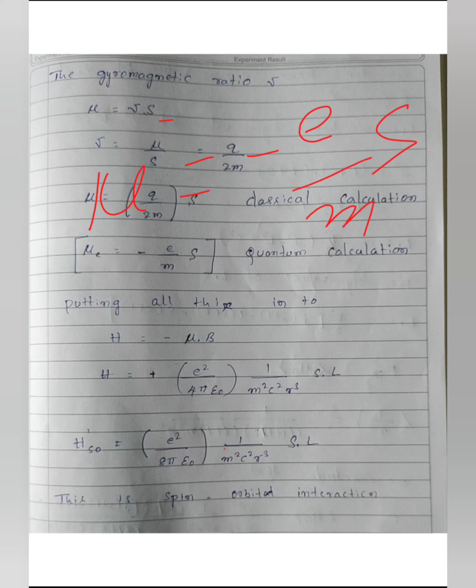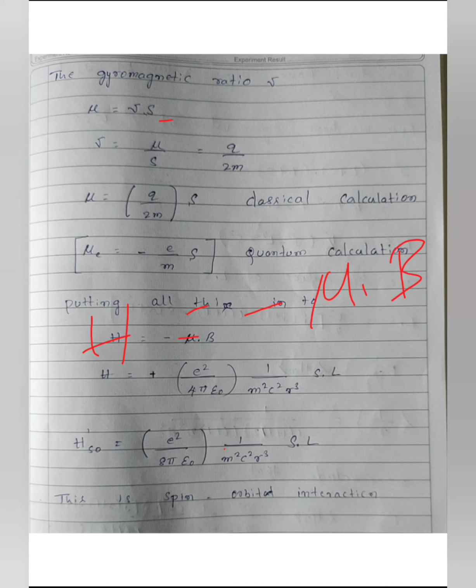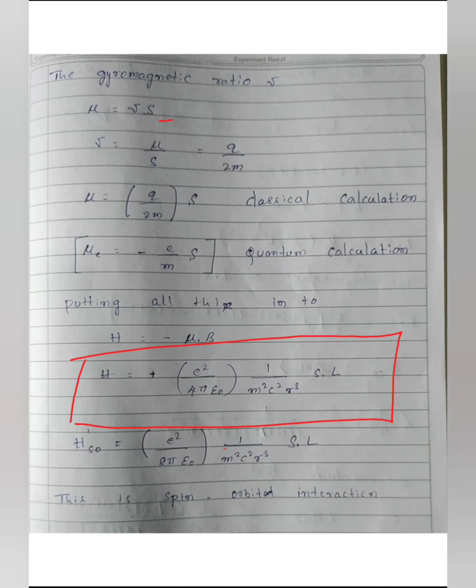Replace mu and B in the equation H is equal to minus mu dot B. So replace the values of mu and B in the Hamiltonian equation, H is equal to minus mu dot B. So we get H is equal to plus, because mu contains a minus and the equation has minus mu dot B. Minus into minus is plus 1 divided by 4 pi epsilon naught into e square by m square c square r cube into S dot L. The value of mu contains e by m, and B contains e by m. This is the Hamiltonian.